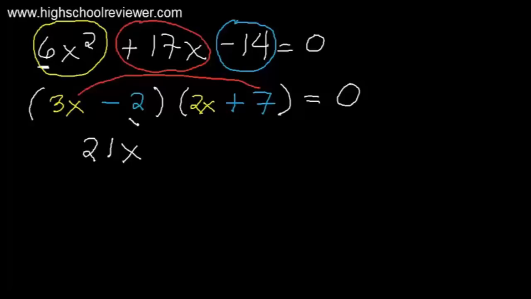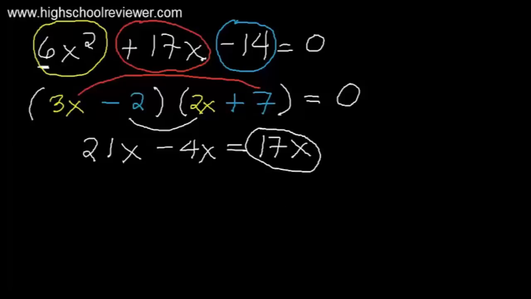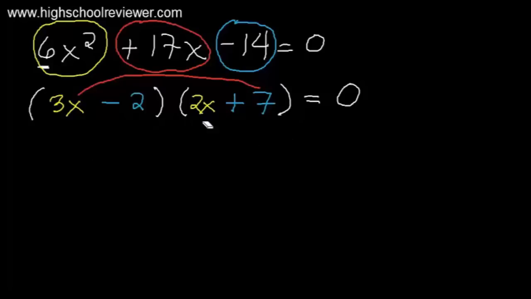And then we have negative 2 multiplied by positive 2x, negative 4x. So 21x minus 4x, this will give us 17x. So therefore, 17x is equal to our second term here. So we are going to use these two factors. Okay, so let us now erase this, since these are now the two factors that we are going to use.